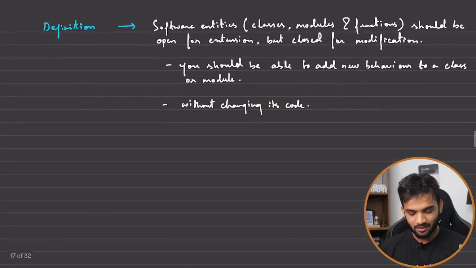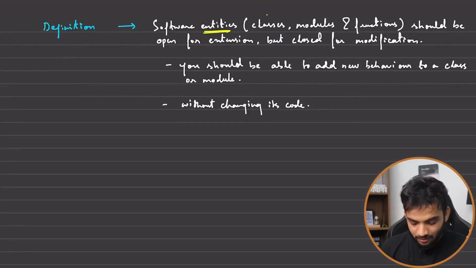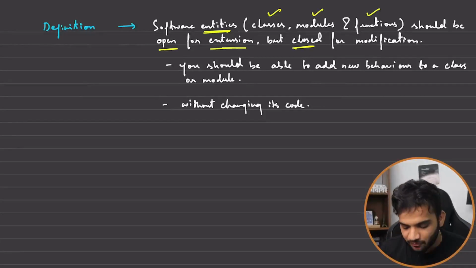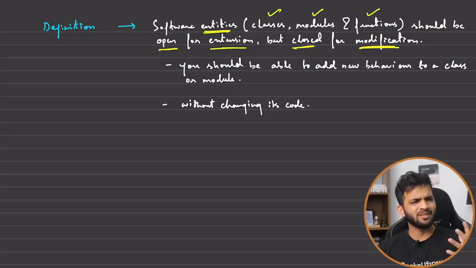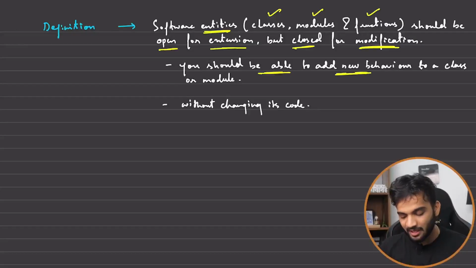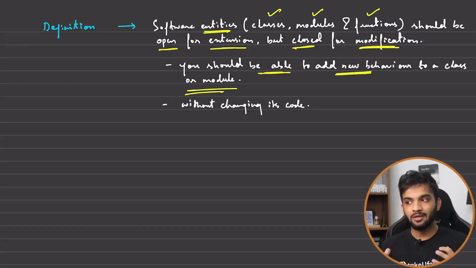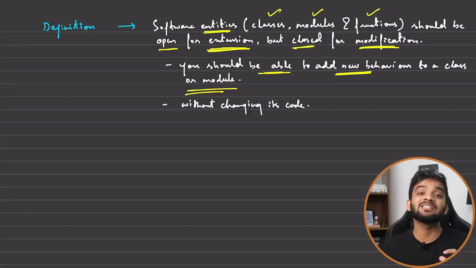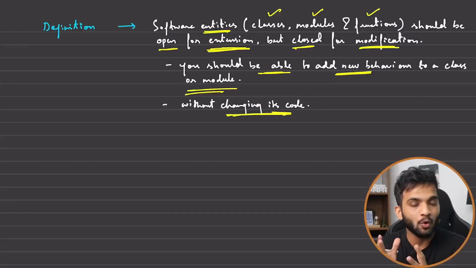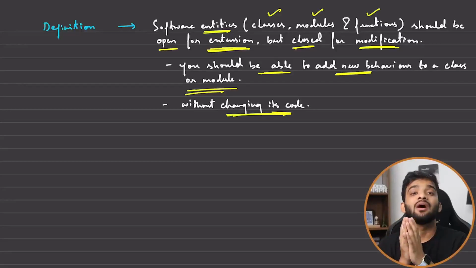Let's understand it. Software entities like classes, modules, and functions should be open for extension but closed for modification. What that means is you should be able to add new behavior to a class or a module, but that is only through extension, and you shouldn't be changing the existing code. That is something you should avoid.